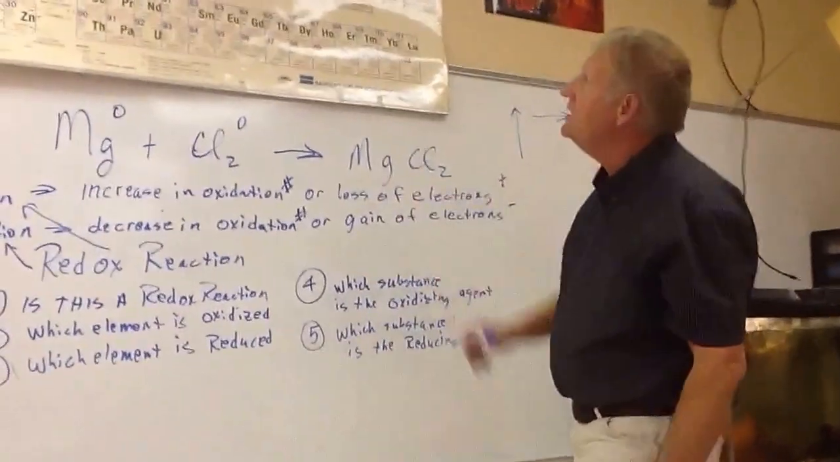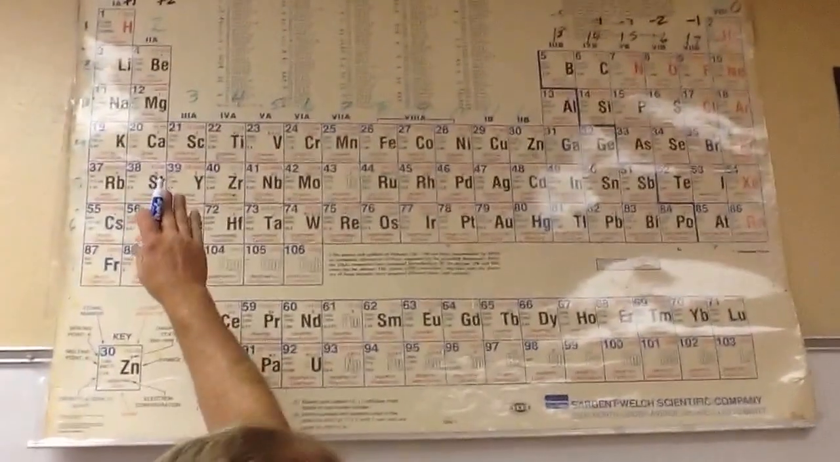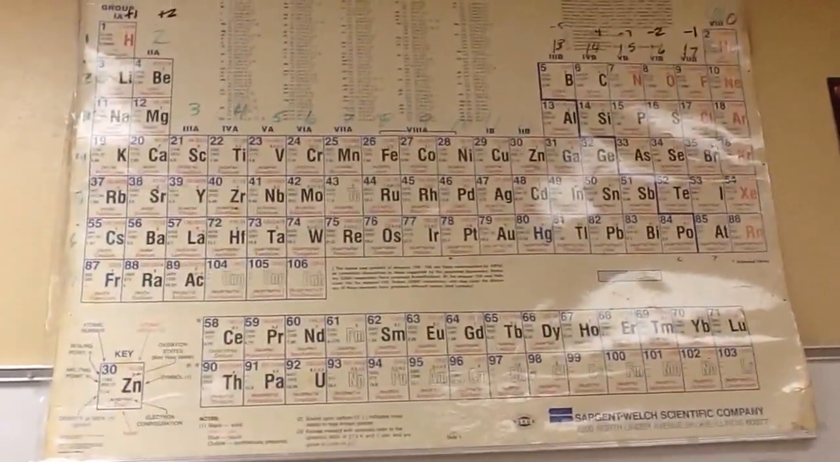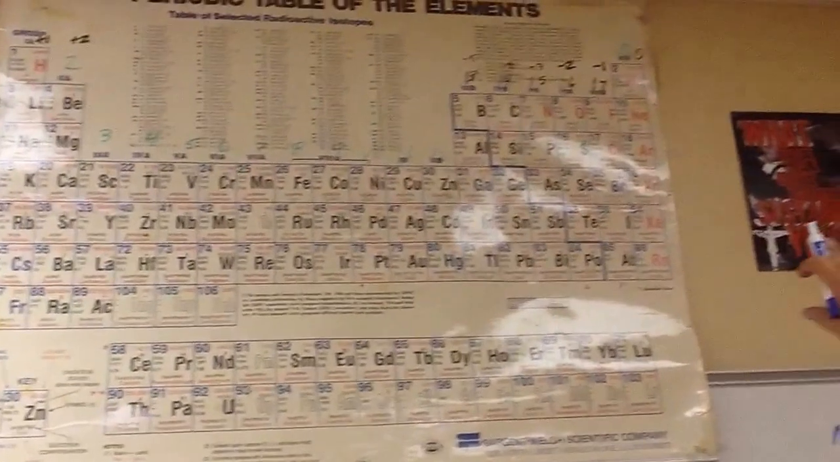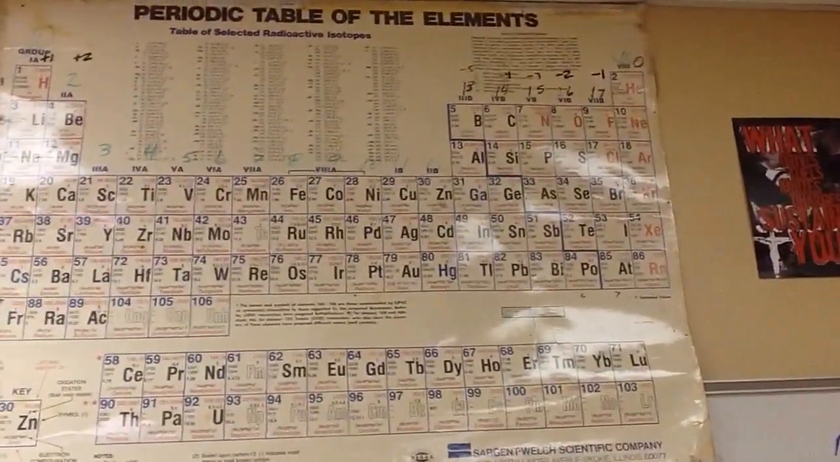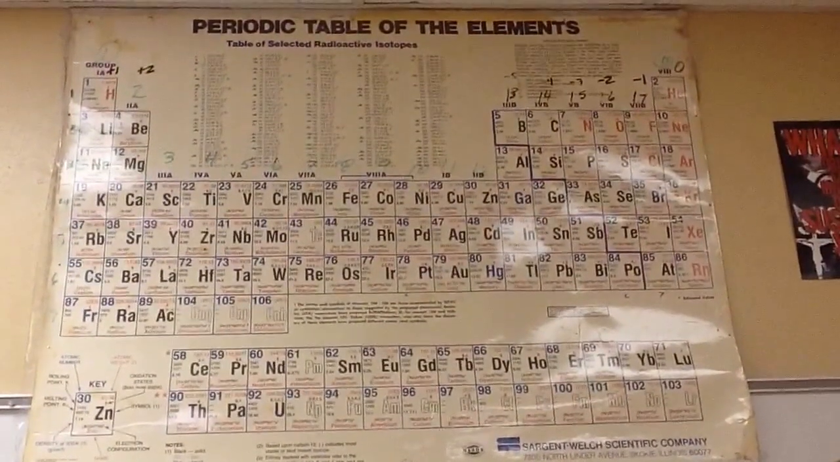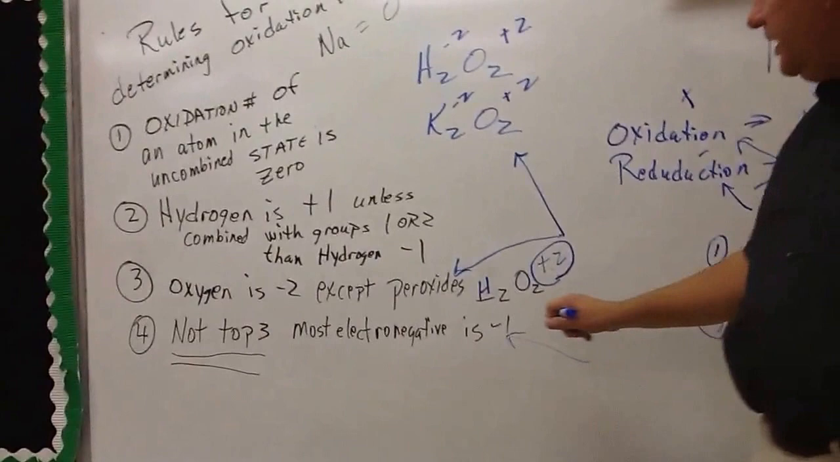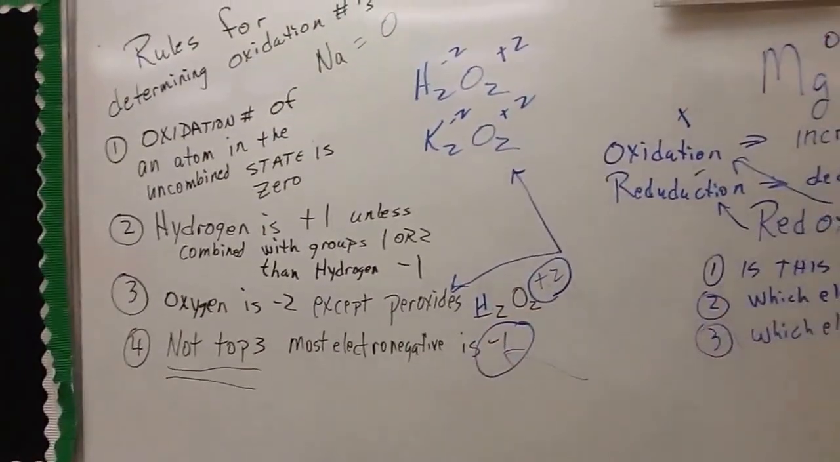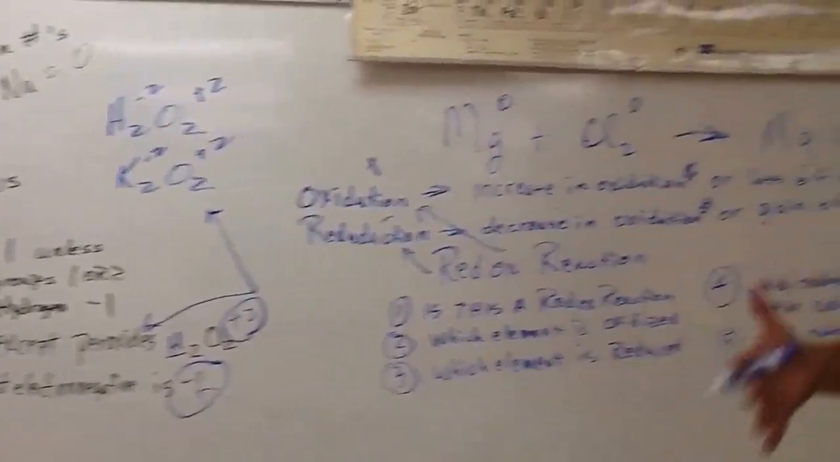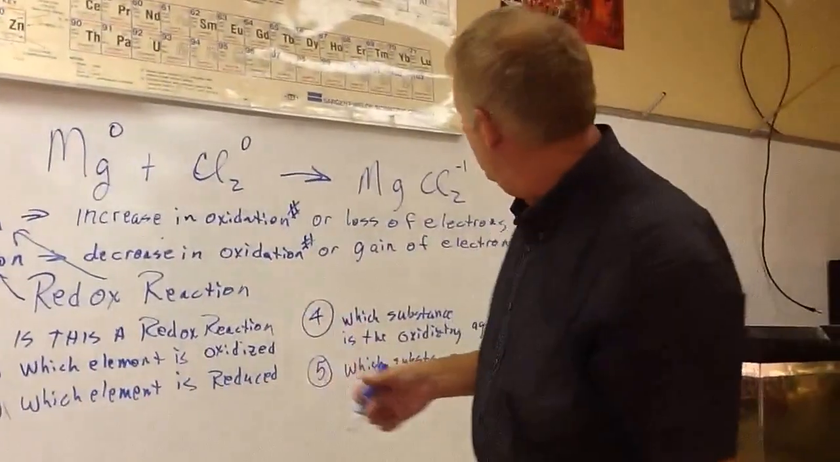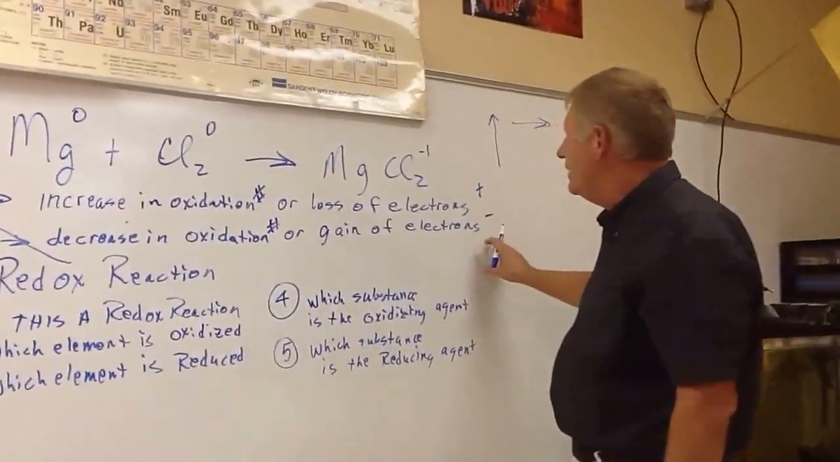So let's look at magnesium. Well, it's relatively easy, okay? Here's magnesium right up here at number 12, all right? And here's chlorine all the way at number 17. So it's pretty obvious that the most electronegative is chlorine, okay? So what's the rule? The most electronegative is -1. That's pretty easy to remember because electronegative, the key word negative there, so that's a -1.